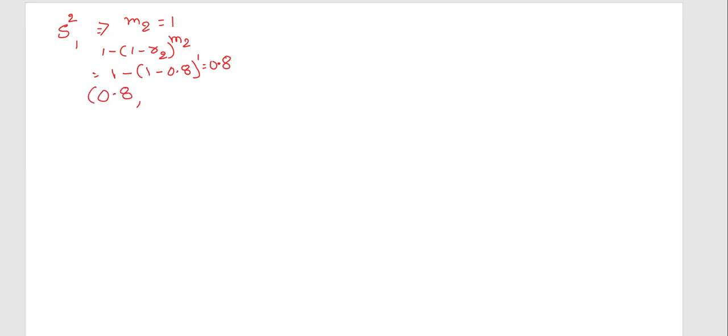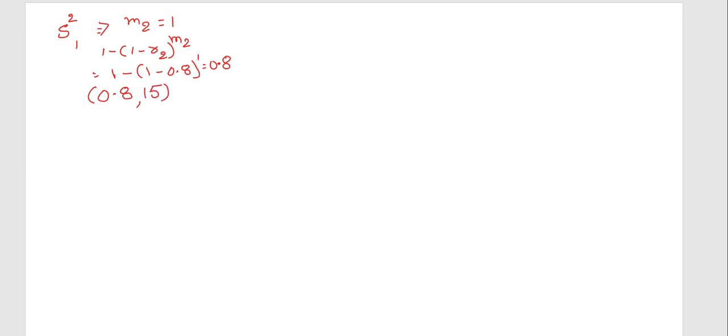Suppose S square with 1 copy, this is the thing. M2 means stage 2, that is the reason I am using M2. What is M2 value? We are maintaining only 1 copy, so 1 minus R2 whole power M2. Simply R2 value is equal to 0.8 whole power 1, that is 0.8. What is the pair we are getting? The pair is reliability 0.8. What is the cost of device 2? The cost of device 2 is 15.